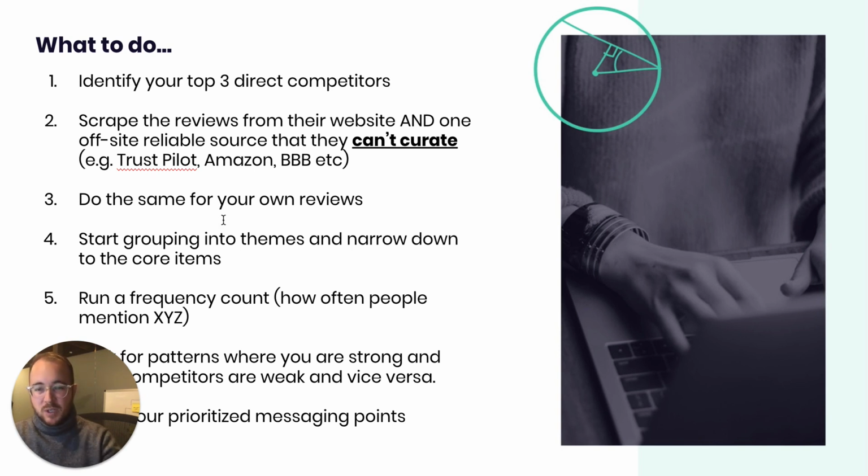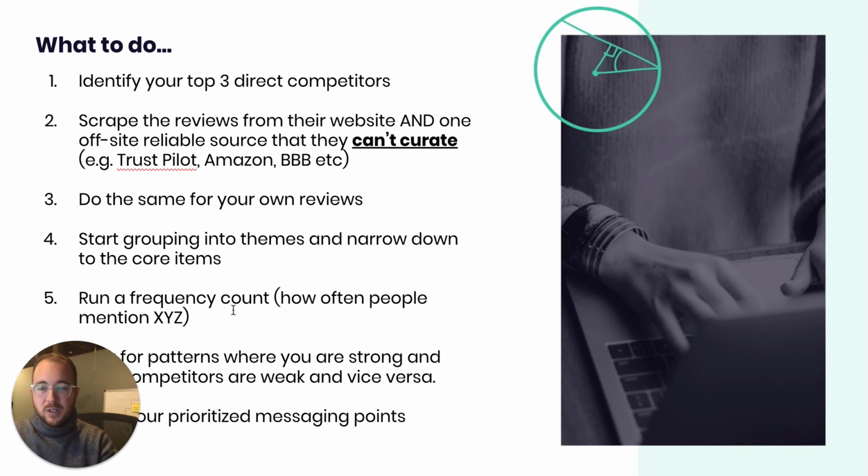The next thing you want to do is do it for your reviews as well. Then you want to start grouping all of these reviews into themes and narrow down to core items. What that means is, what are the things that people are talking about most commonly? You'll find people are talking about the experience and the shipping, but what are the different features and benefits that people are talking about most commonly? You want to narrow that down to 5 to 10 max.